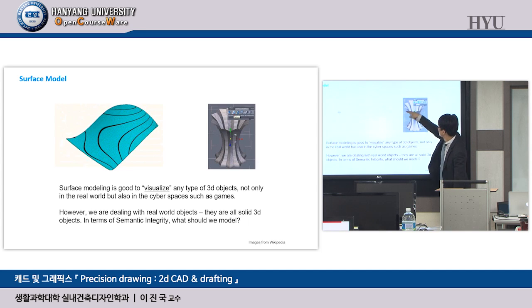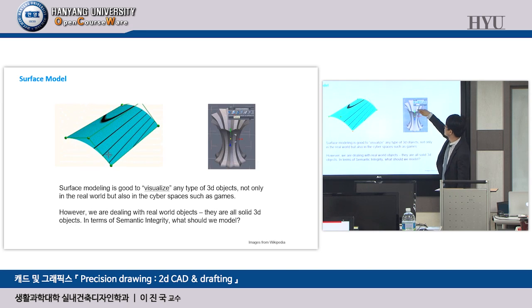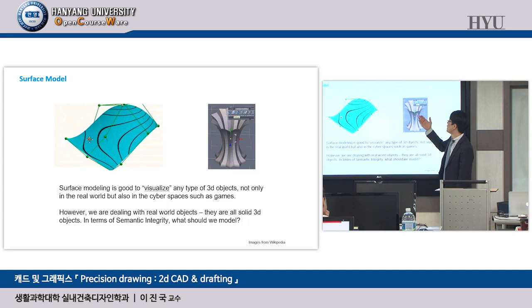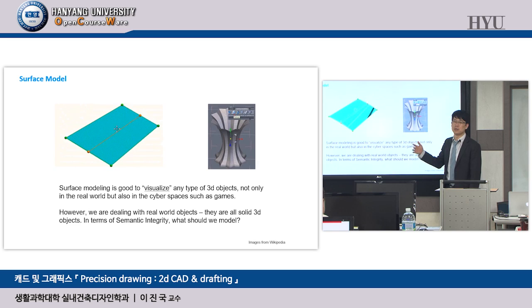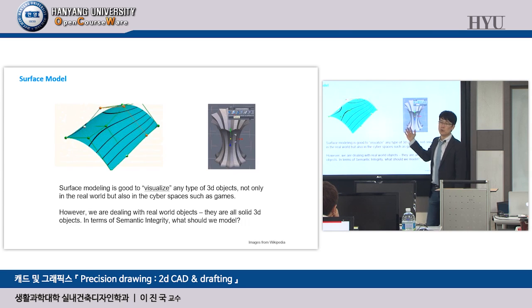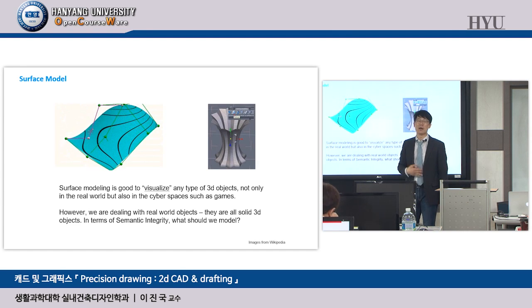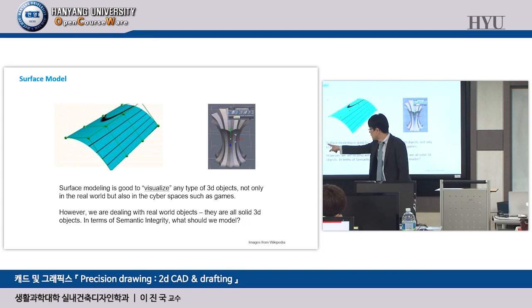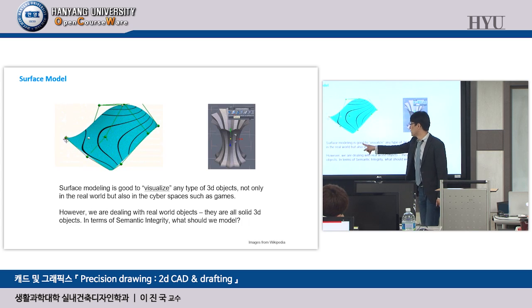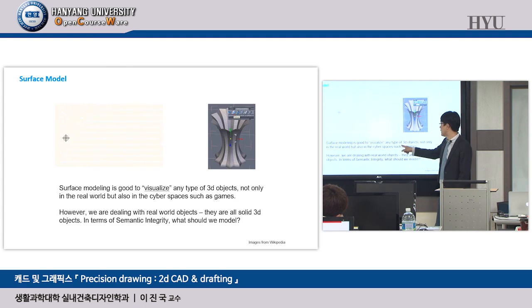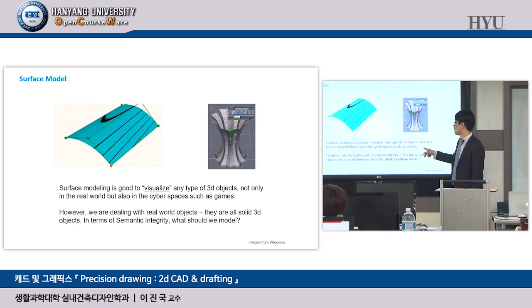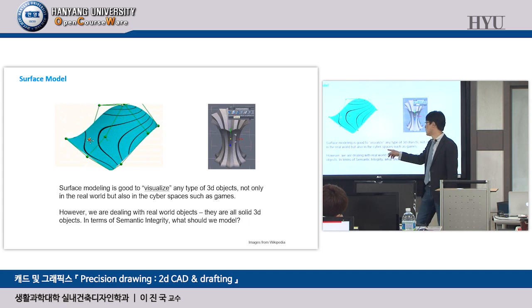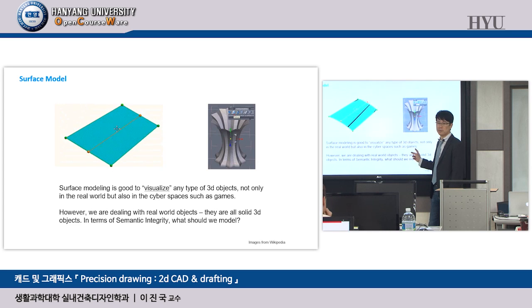Take a look. The shape looks okay, but take a look at the surface, zero thickness. It's not possible. We cannot make this kind of object in the real world. They are all conceptual, mathematical definitions, okay? But anyway, surface modeling is very, very good to visualize any type of 3D objects, not only real-world objects, but also in virtual space, such as games.